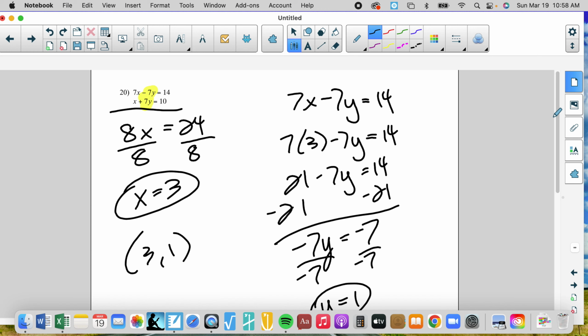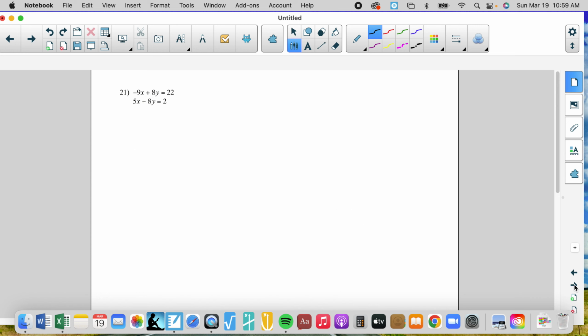So I used the top one, so let's check with the bottom one. x equals 3. 3 plus 7 times 1 is 7. 3 plus 7 is 10. Does it equal the right side of that equation? Does 10 equal 10? Yes, it does.